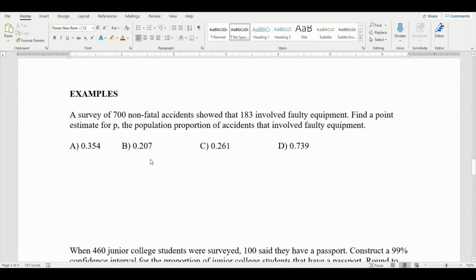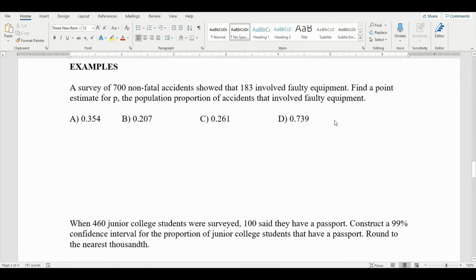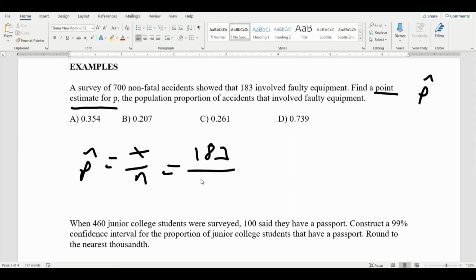So let's do a couple of questions involving what we just looked at. The main thing is for this first one, it's only asking for a point estimate of P. And that's just P hat. That's all that means, find P hat. And that's found by X over N. So X is 183 because you have to have something to start with.